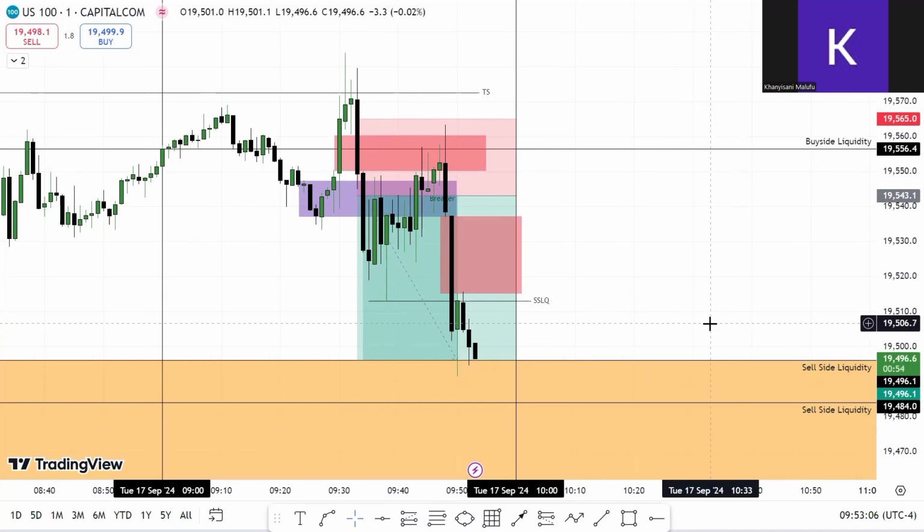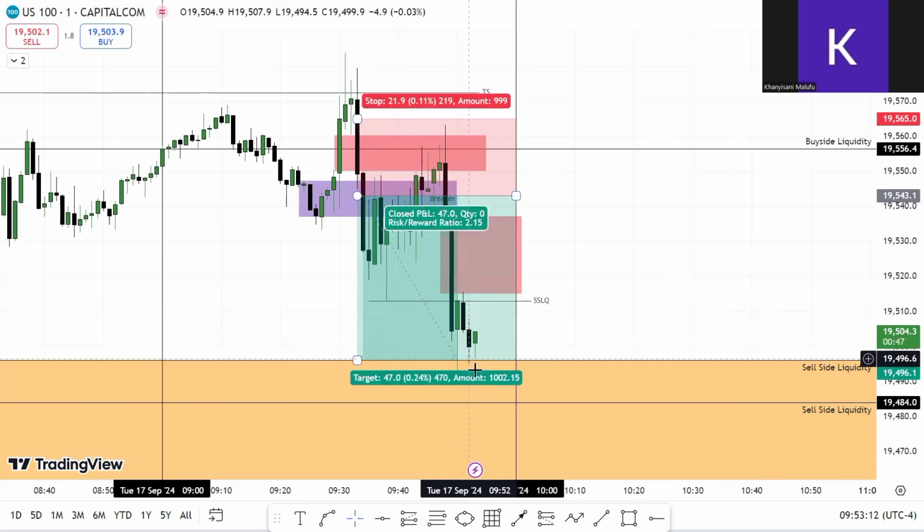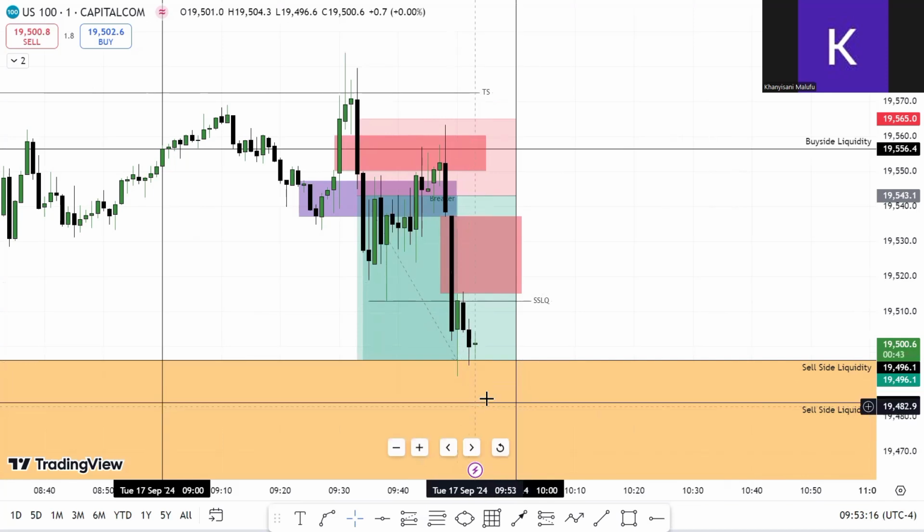So for now, it's still showing signs of wanting to continue down. Yes, we've traded off this bearish fair value gap, again to the sell side. So I'm watching to see how price trades to this particular sell side here. The sell side here.